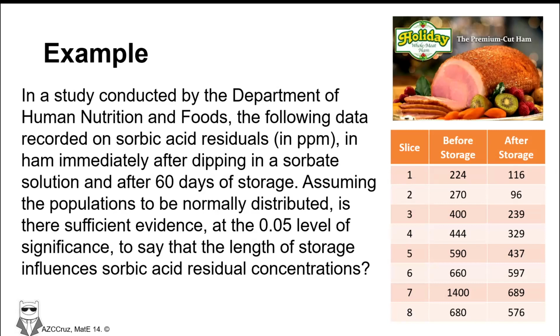Okay, here. This is comparison of two means. So in a study conducted by the Department of Human Nutrition and Foods, the following data were recorded on sorbic acid residuals, and this is the response variable we're looking at. Sorbic acid residuals measured in ppm in ham were measured immediately after dipping in a sorbate solution and after 60 days of storage. Okay, so assuming the populations to be normally distributed, is there sufficient evidence at the 0.05 level of significance to say that the length of storage influences sorbic acid residual concentrations?